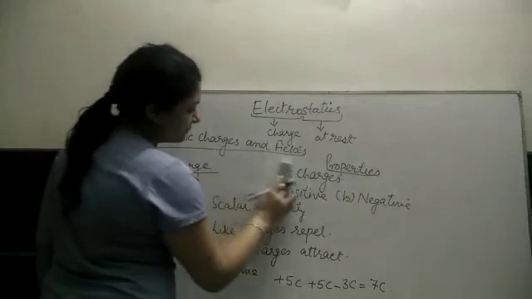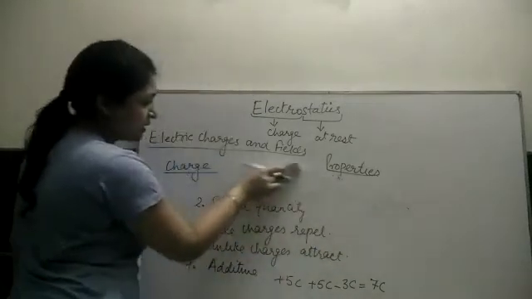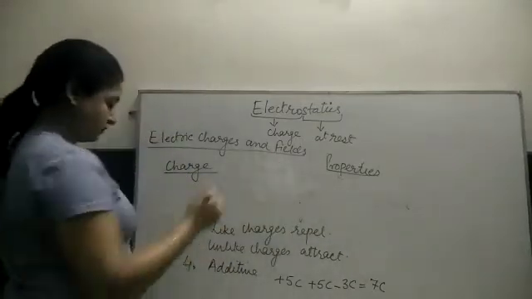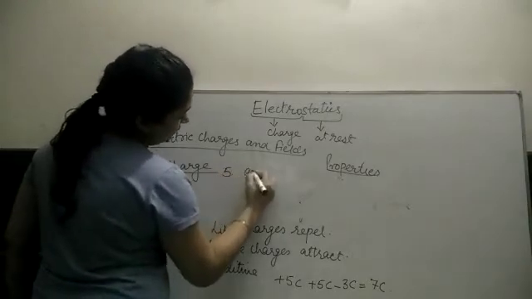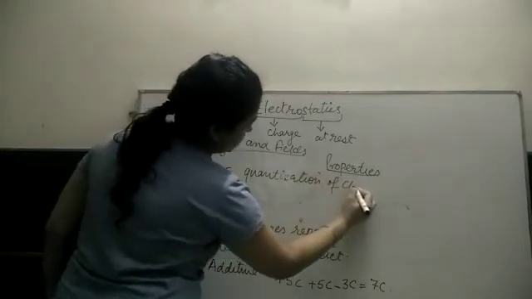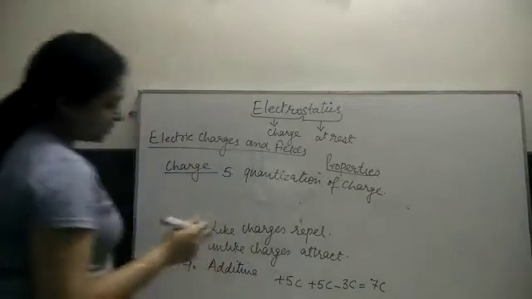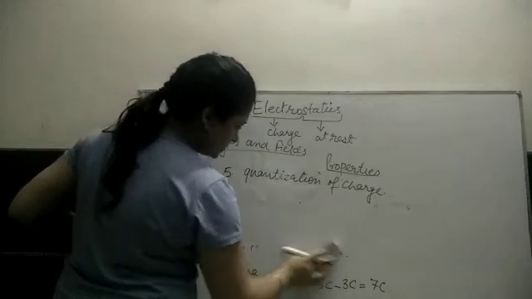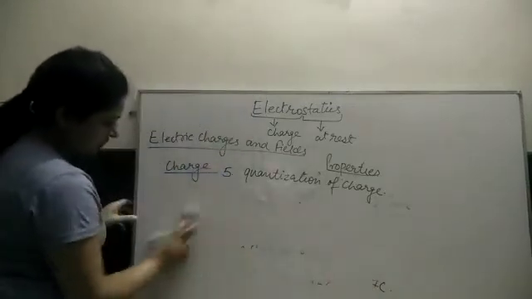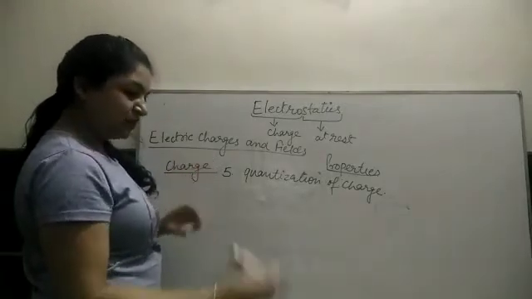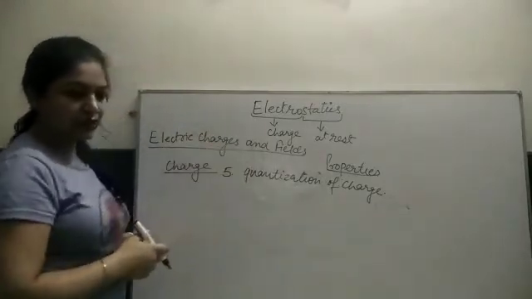Next property is a very important property, that is the quantization of charge. This is a different property, and what does it mean? Quantization. What is the meaning of quantization? Quantization means if something is given in fixed amounts.